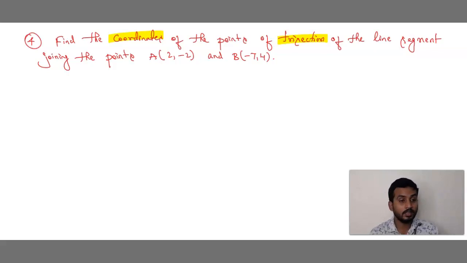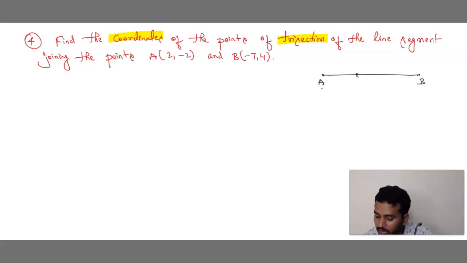Trisection is nothing but the line segment which is dividing the line into 3 equal parts. Like this. For example, as we all know, this is A and this is B. This AB is divided into 3 equal parts. Let me say this is P and this is Q. Understood? A to P, P to Q, Q to B. This is nothing but 3 equal parts. This is called trisection.